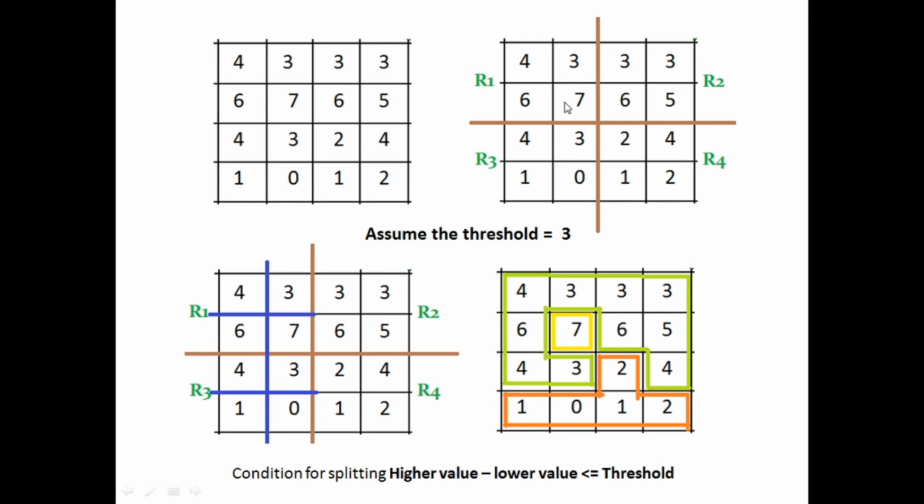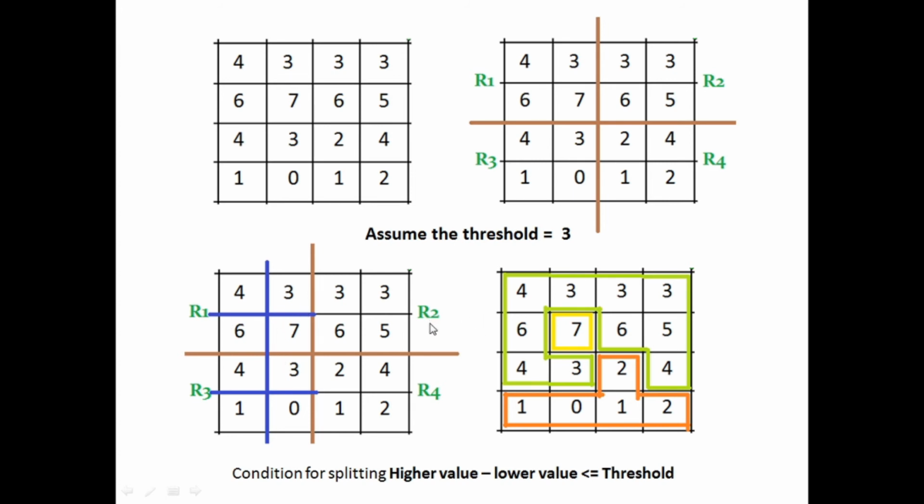For the R1 region, the highest value is 7 and the lowest pixel value is 3. 7 minus 3 is 4. Is 4 less than or equal to 3? It is false. So that means again I need to split into equal regions. So R1 is further split into 4 regions, or 4 boxes.